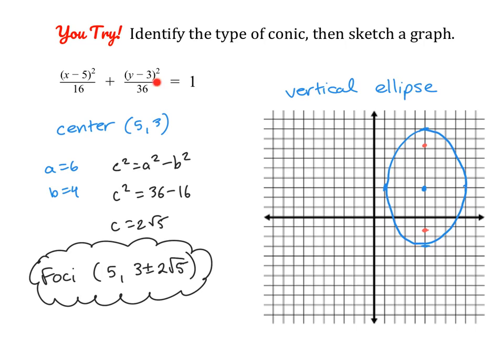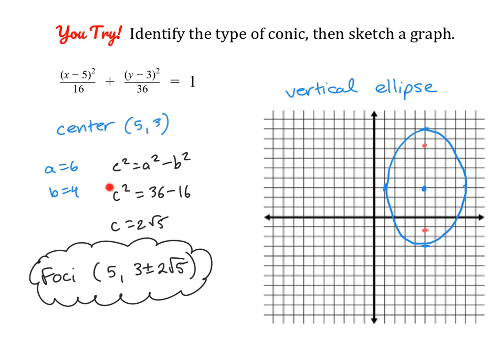So you can see this is already in standard form, and it is a vertical ellipse. Ellipse because it's a sum and both x and y are squared, and it's vertical because the larger denominator is underneath the y. So our center is at 5, 3. Since a squared is 36, a is 6. So from the center, I go up 6 and down 6 to get my vertices. B squared is 16, so B is 4. So again, from the center, I go to the right 4 and to left 4 to get my co-vertices.